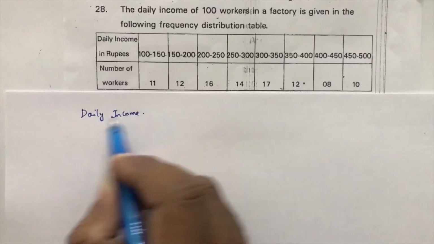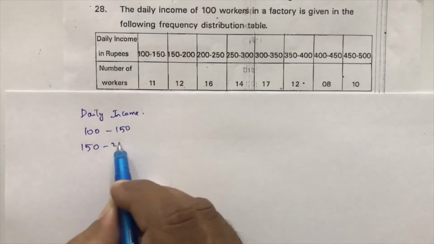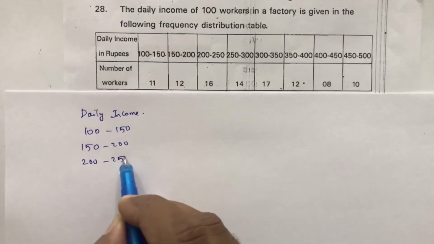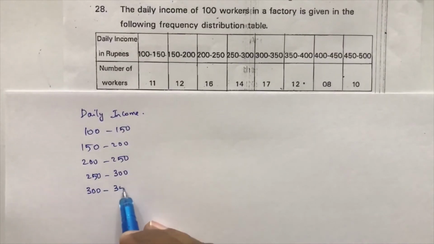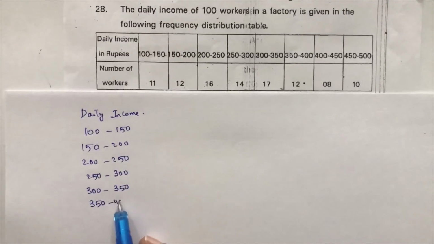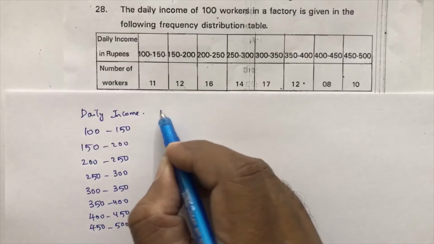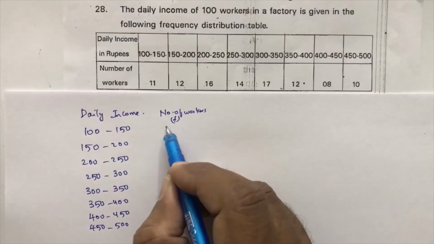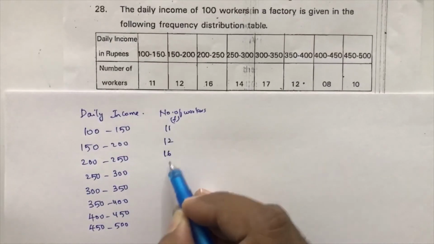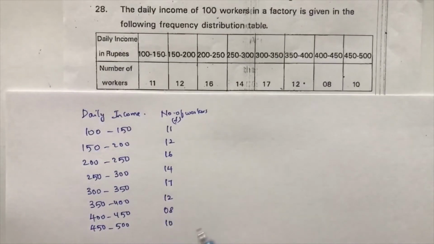Daily income is from 100 to 150, 150 to 200, 200 to 250, 250 to 300, 300 to 350, 350 to 400, in the same way 400 to 450, and next 450 to 500. Next, the number of workers, that is nothing but frequency. That is 11, 12, 16, 14, 17, 12, 8, 10.